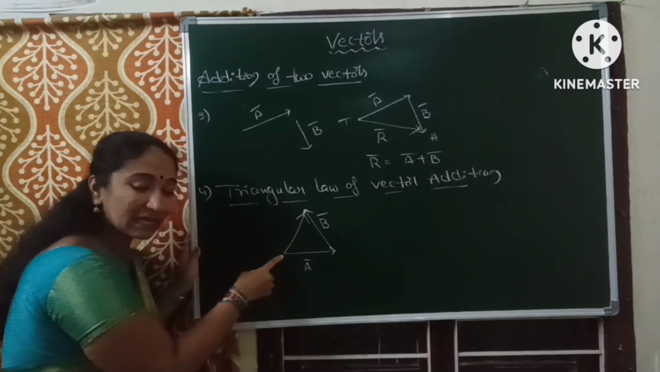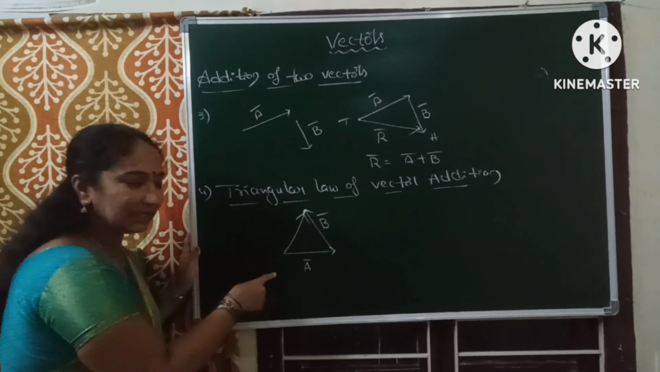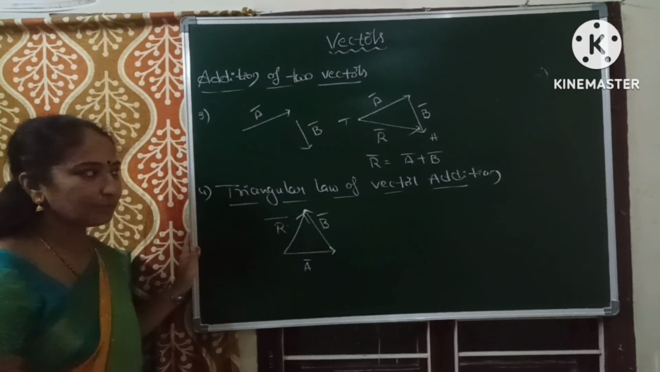So the third side of the triangle, which is in the reverse order, gives us the resultant.